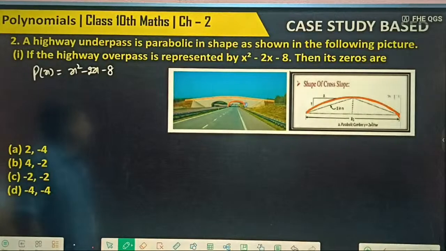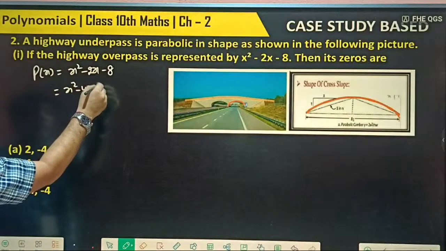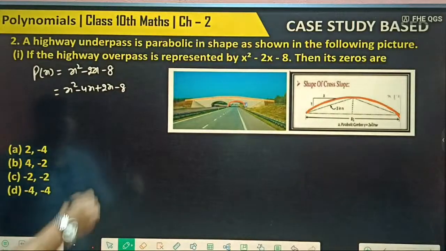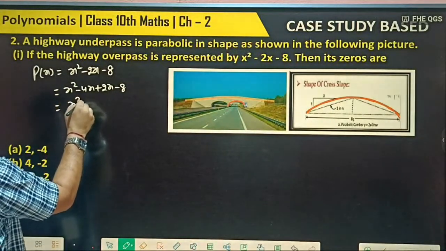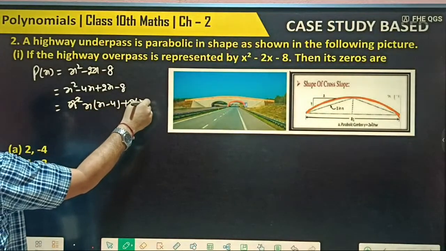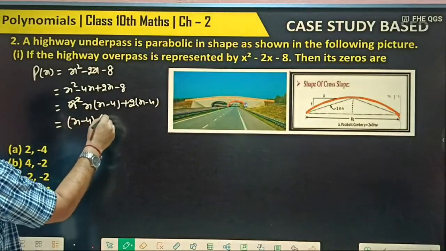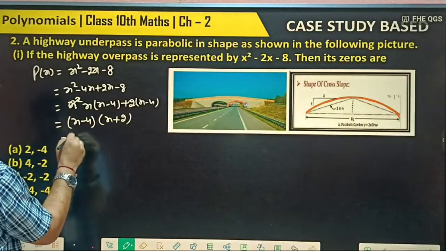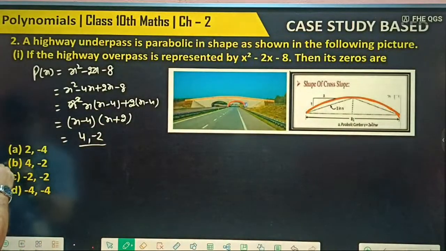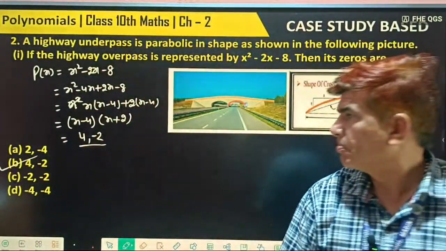Then its zeros we can find out: x square minus 4x plus 2x minus 8. Splitting the middle term, x common, x(x - 4) plus 2(x - 4). So we can write (x - 4)(x + 2). Put them equal to 0. So 4 and -2 are its zeros. Understood or not understood?